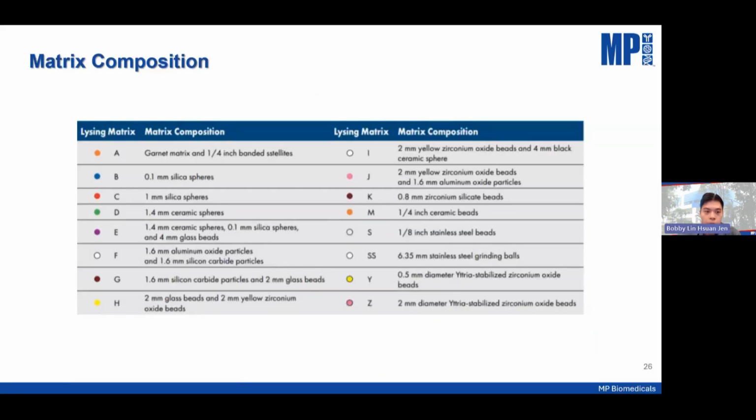To help you understand the different components of the different lysing matrices, we also provide their composition. With harder beads such as silica or even silicon carbide, you can see that we tend to select, for example, lysing matrix B or lysing matrix G in this case. So this tells you what components are included in our different lysing matrices.